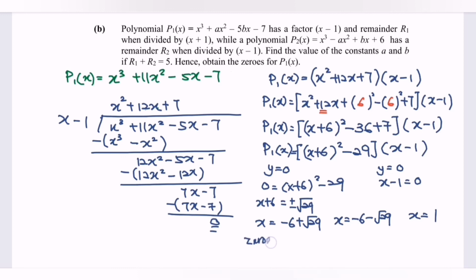So the zeros are negative 6 plus the square root of 29, negative 6 minus the square root of 29, and finally we have 1. So those are the zeros.